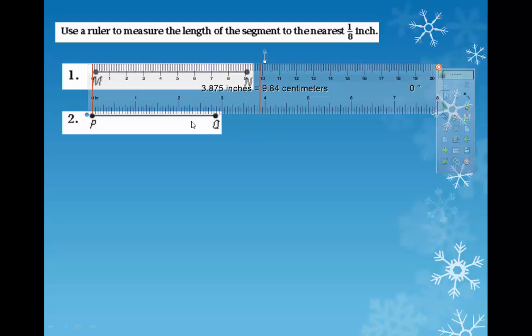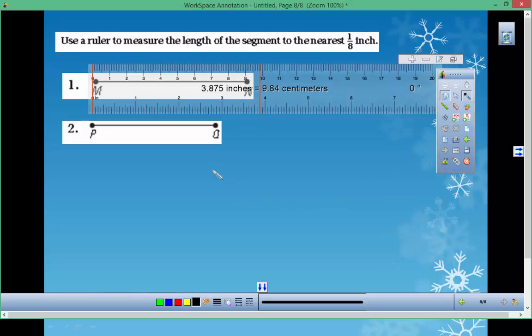And what do we get this time? It looks like to me 2 1/8. This would be right there. 2 2/8, 3/8, 4/8, 5/8, 6/8. Looks like to me it's pretty close to 7/8. So I'm going to say 2 7/8 inch. Okay, so that's pretty easy.